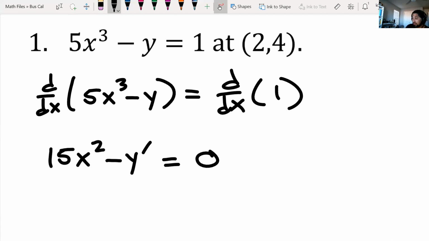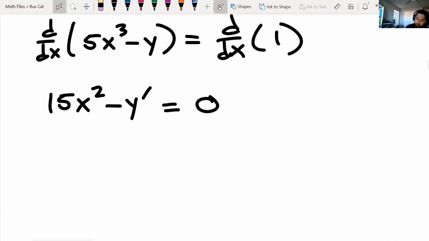Once again, after you do the implicit derivative, we want to solve for y prime. So fair enough, I'm just going to add it to the right side, and we get 15x squared equal to y prime.